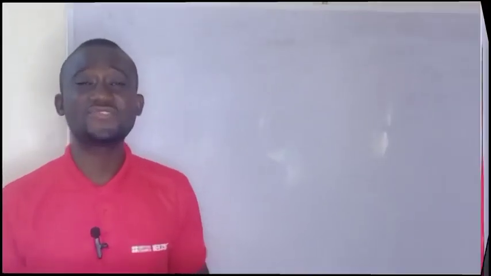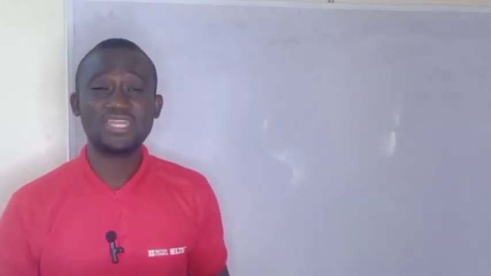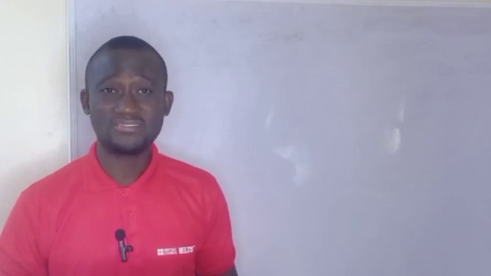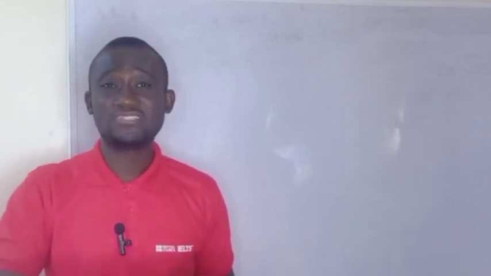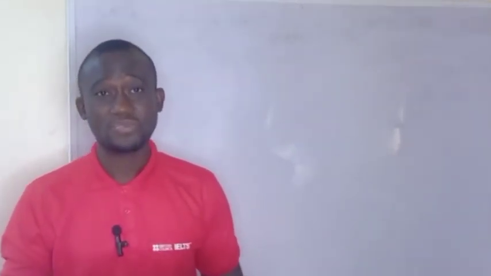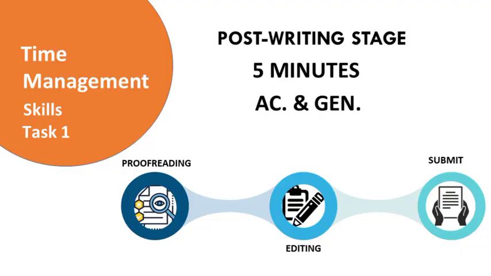Post writing stage of task one for both academic and general training modules. 15 minutes is gone out of the 20 minutes that is provided for you in your test. You are now left with 5 minutes. What are you expected to do within this 5 minutes, the last 5 minutes of your test? The first thing you are expected to do is to proofread what you have written. The second thing is to edit what you have written.